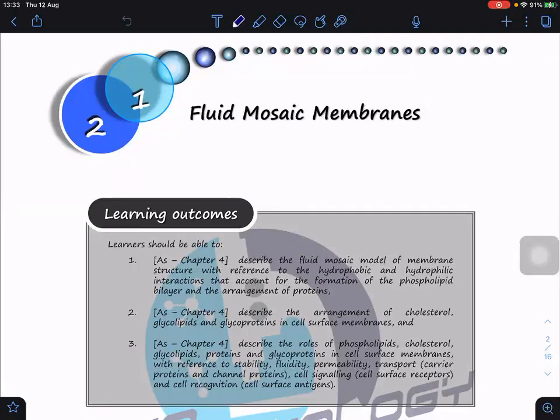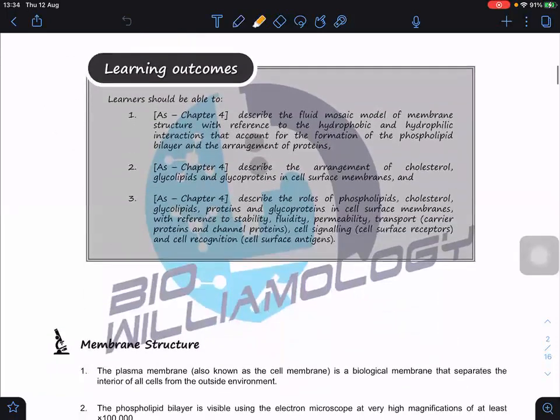Okay, so for this lesson, we are going to look at the fluid mosaic membrane. The cell membrane is described as a fluid mosaic membrane by a model called the fluid mosaic model. We have to describe the fluid mosaic model of the membrane with reference to the hydrophobic and hydrophilic interactions that account for the formation of the phospholipid bilayer, and also the arrangement of proteins on and/or at the membranes. This is the first part.